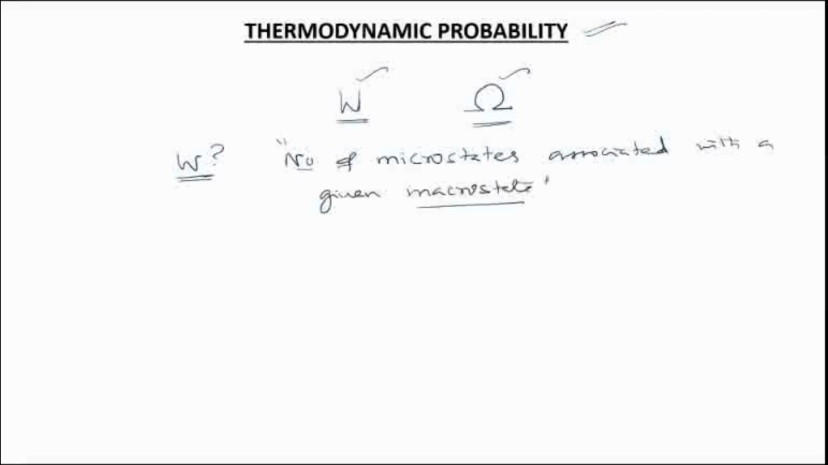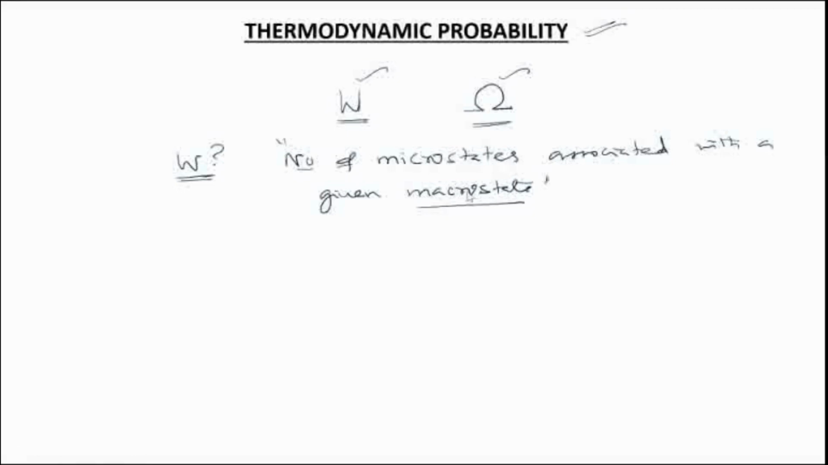We actually discussed two examples. In example 1, there are two macrostates possible, A and B. For macrostate A, we got 2 microstates. For macrostate B also, we got 2 microstates. Then in the second example, we got 3 macrostates, A, B, C. For macrostate A, we get 3 microstates. For macrostate B, we got 6 microstates. And for macrostate C, we got 1 microstate. So what is thermodynamic probability? I repeat, thermodynamic probability of a macrostate is nothing but the number of microstates associated with the given macrostate.